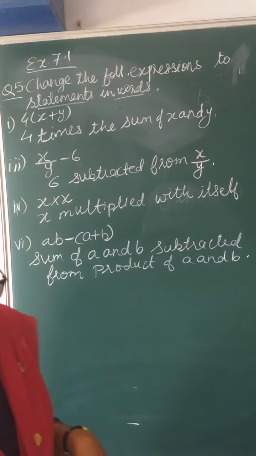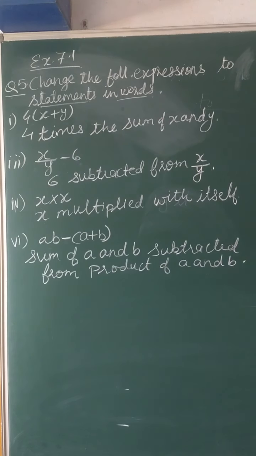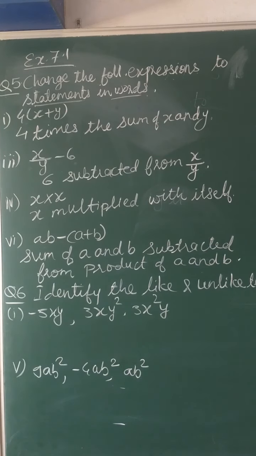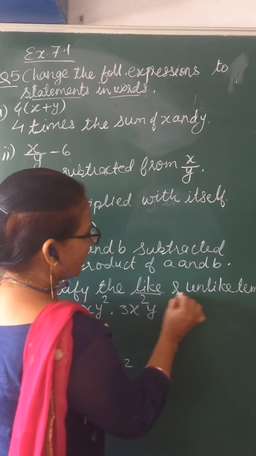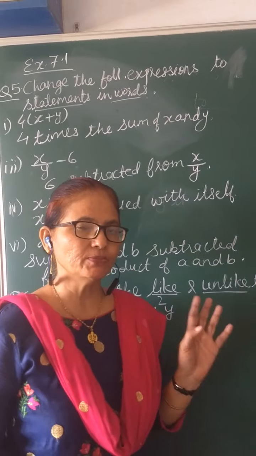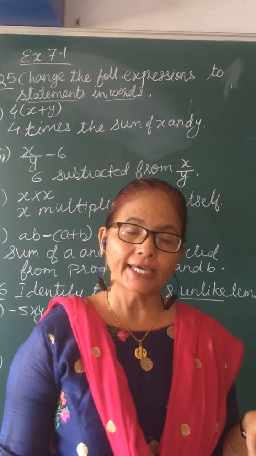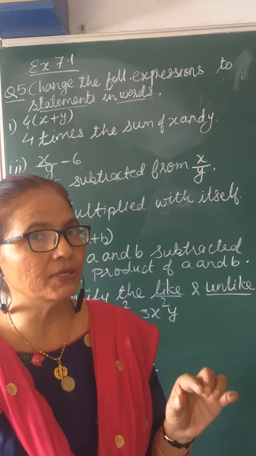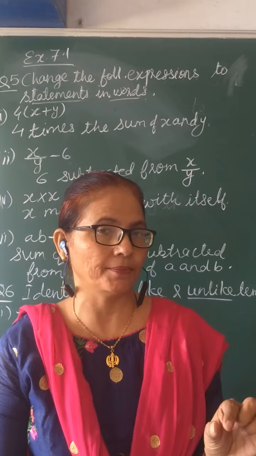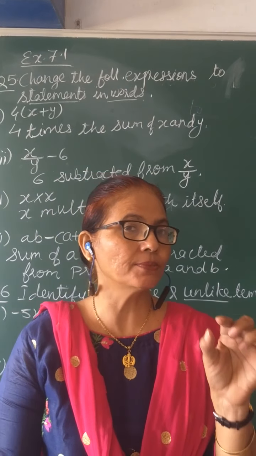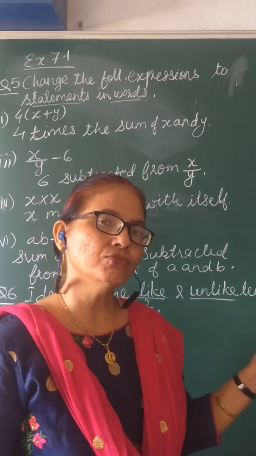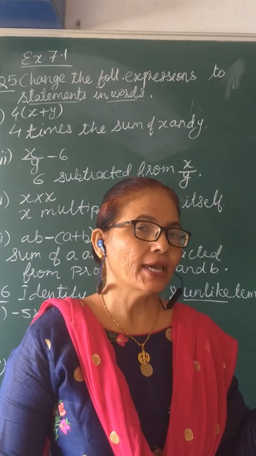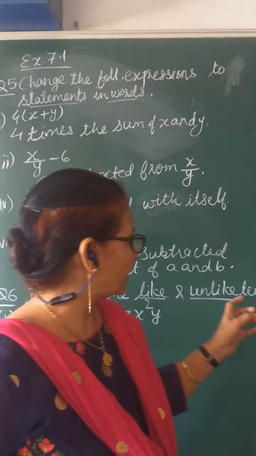Now let's see question number 6. Identify the like and unlike terms in the following. Now read the question. Identify the like and the unlike terms. Now what is meant by like? Let's revise again. Like means when the variable as well as its power is the same. That type of terms are called like. And unlike means when the variable and its power are not the same.